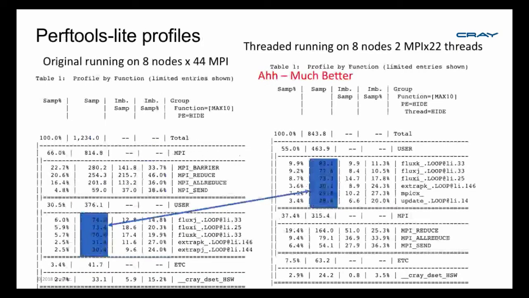So let's do the following. Let's run 2 MPI tasks on each node and 22 threads. So this is a hybrid code. We have both MPI and OpenMP. We can easily say, I want to run 2 MPI tasks, 1 on each socket, and each MPI task will have 22 threads. Now, while the MPI still runs, the user time is still a little faster.